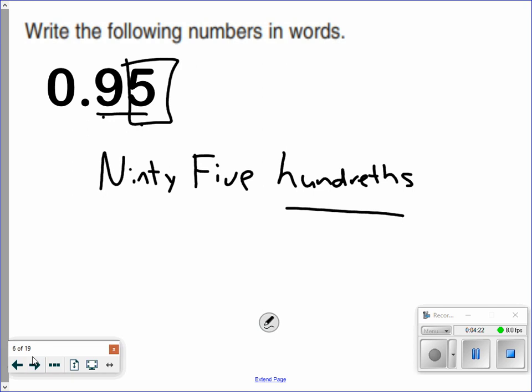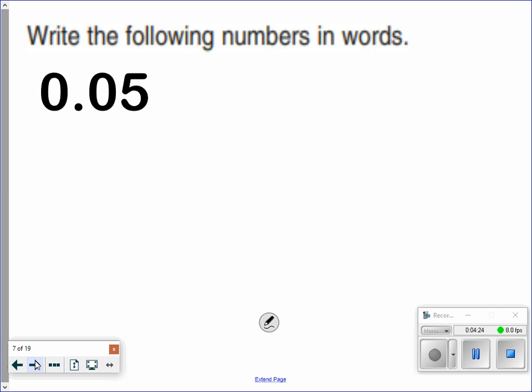And I'll read the number out loud so you can see it. 0.05. So we have to write that. So let's take a look here. You're not going to really say anything about this 0 before the 5, but you'll read the 5. So you'll read 5, and then what place value it is. This is the tenths. This is the hundredths.